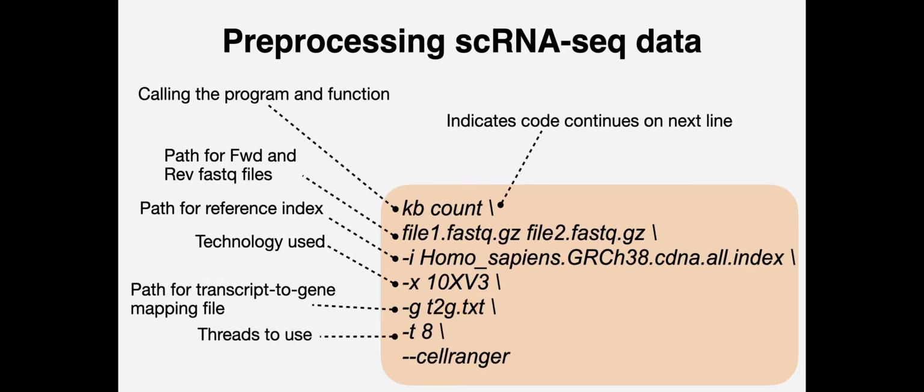How many threads we want to use? I have four CPU cores, so I can use 8 threads. And then we tell it, and this is really important, that we want it to convert the counts to a Cell Ranger compatible format, so that when we do all this pre-processing, what we will end up with in the end will be text files that resemble what you would get out of Cell Ranger. That's going to make it easier for us to work with downstream tools once we're done with this pre-processing.